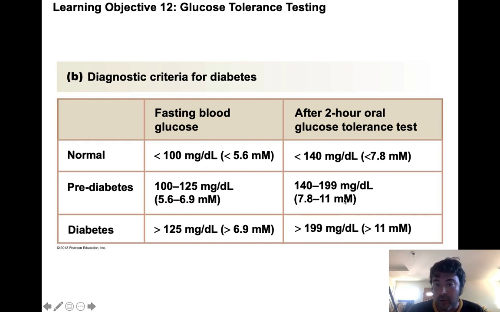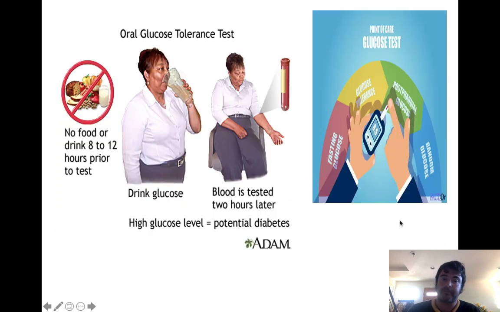If it's between 140 and 199 milligrams per deciliter after you have that glucose drink and we time it out for 2 hours, you are considered pre-diabetic. If it's above 199 milligrams per deciliter, you are considered overtly diabetic. So we have them drink a glucose drink, and then we check their glucose values every 15 minutes and plot it on a line.